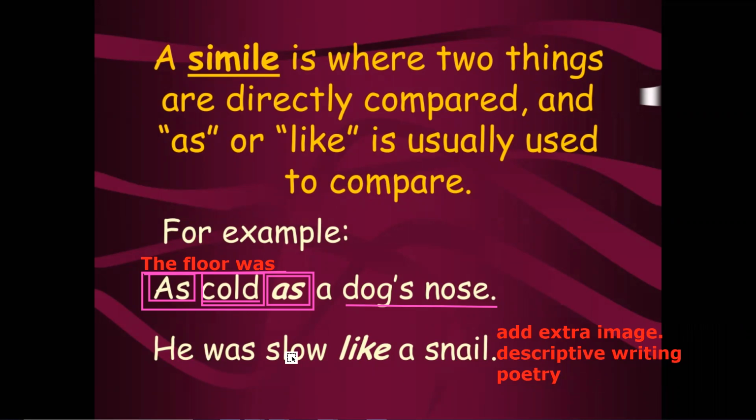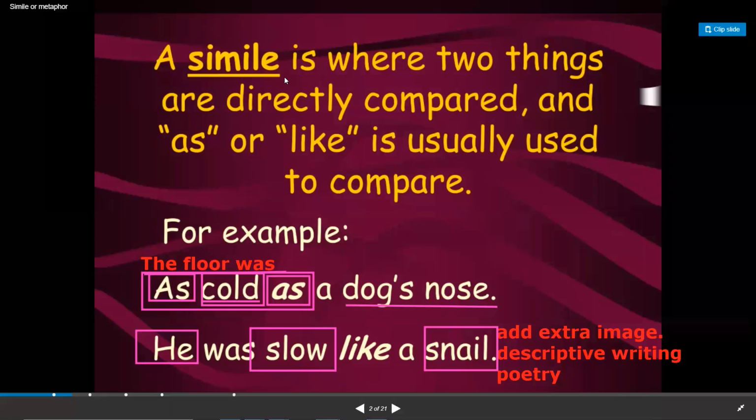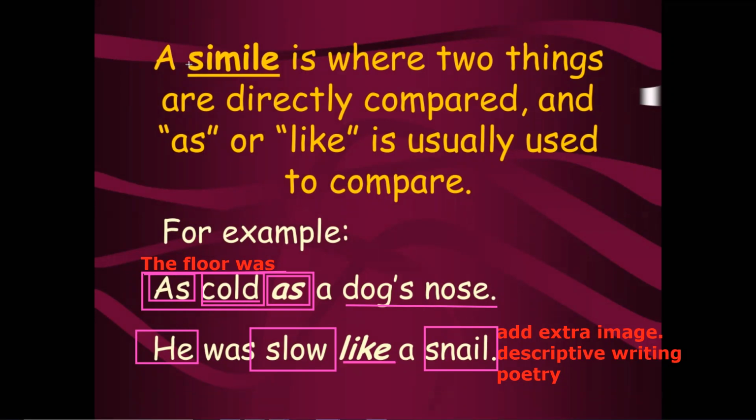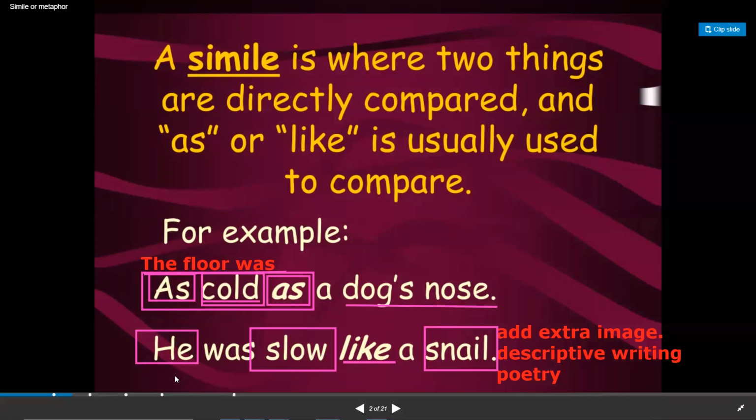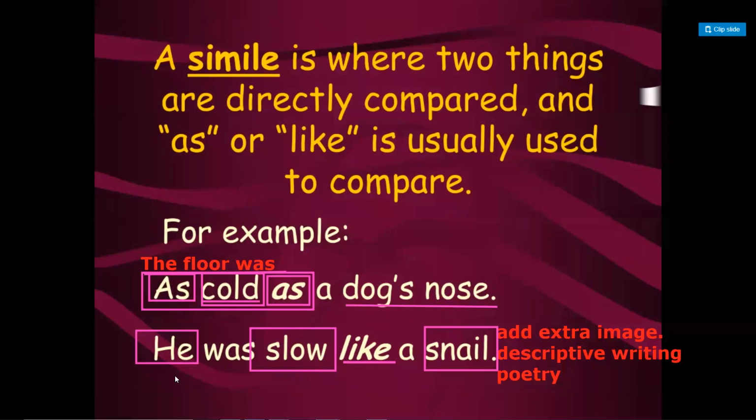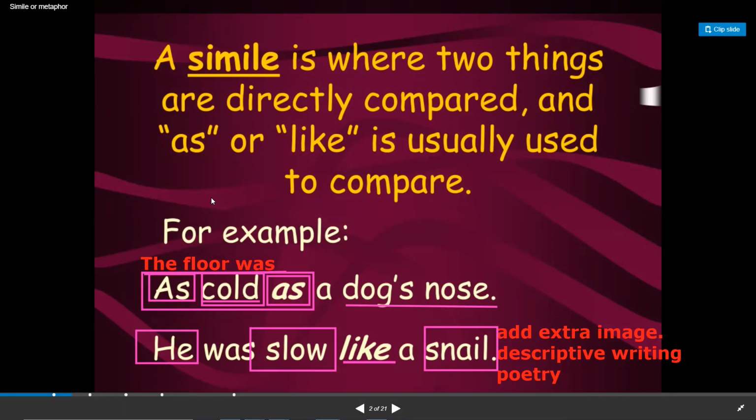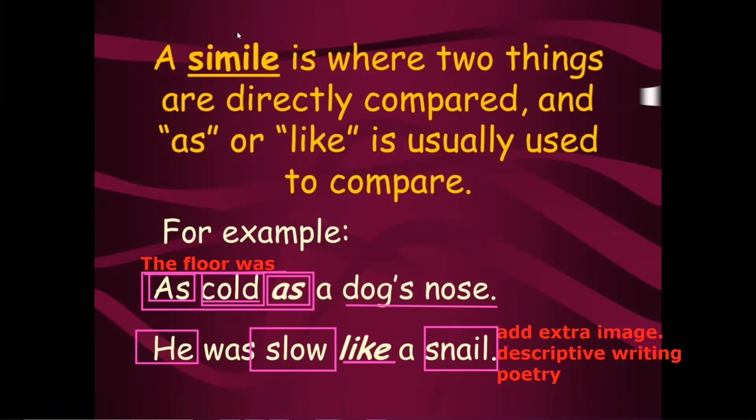So he was slow like a snail. Here I'm comparing the boy to the snail. What's common between both of them is that both of them are slow, the boy as well as the snail. And I'm using like to create the simile. Again, I can just say he was slow, but this is not going to give as strong a meaning as when I say like a snail, because we all know that a snail is so slow. So you're going to imagine how slow he was, not just normal slow, he was super slow.